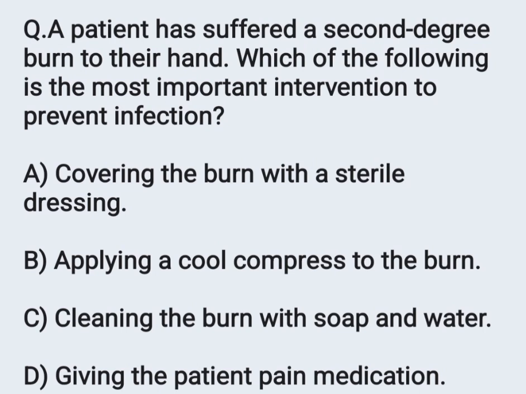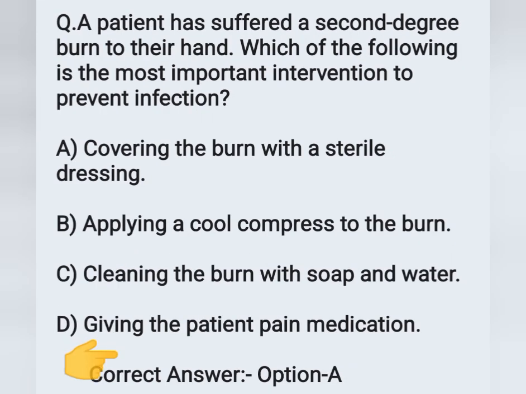Here the question is, a patient with second degree burn in their hand. Among these options, which is the most important intervention to prevent the infection? In order to prevent the infection, as a nurse, what can we do, which is the most appropriate? And the correct answer is sterile dressing. Option A, covering the burn with sterile dressing.